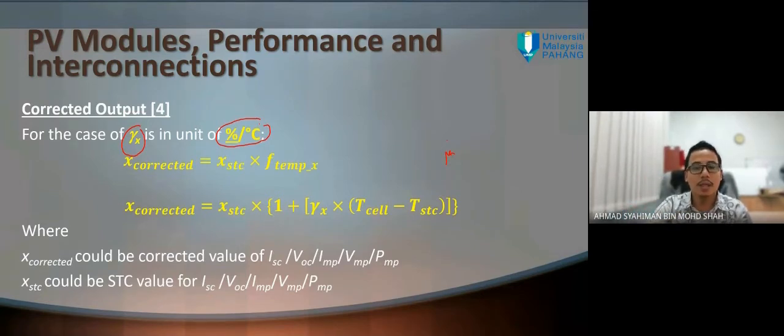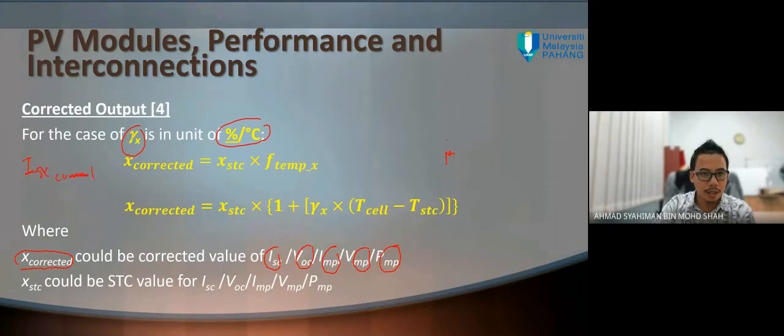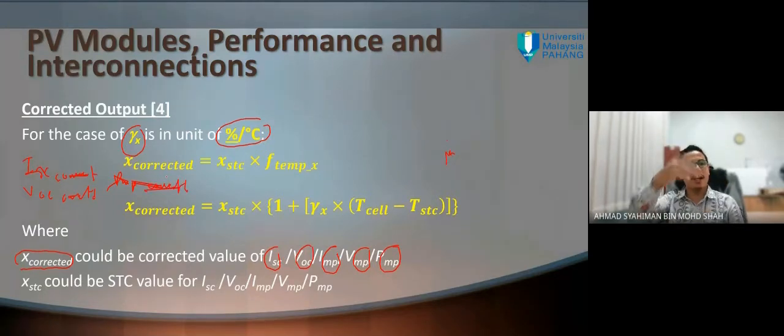We have to do exercises. X can be anything. X corrected could be the corrected value of the ISC, VOC, IMP, VMP or PMP. It can be ISC corrected, VOC corrected, or PMP corrected. So it's flexible, any of them. X STC multiplied with F temp.